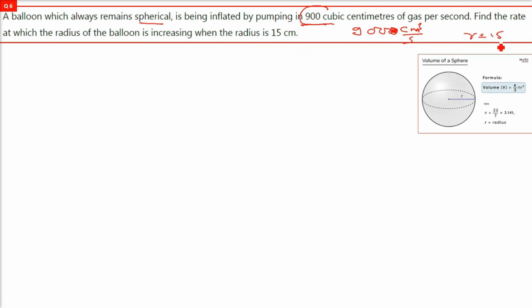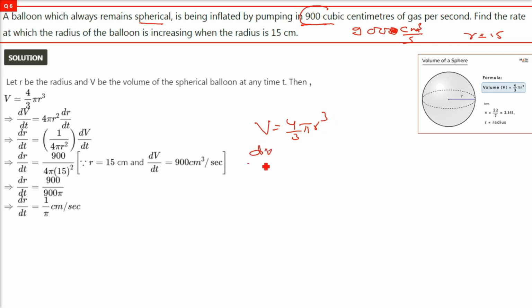So the radius is given. At what point do we have to find out? It is 15 centimeter. We already know the volume of the sphere, which is 4/3 pi r cube. We have already seen this. You need to know the volume, area, etc. dV by dt we are going to find out.